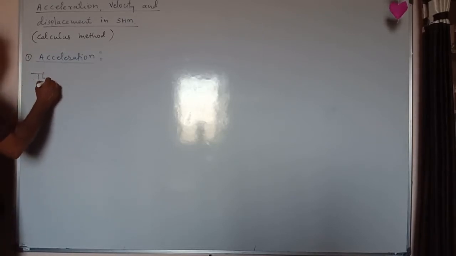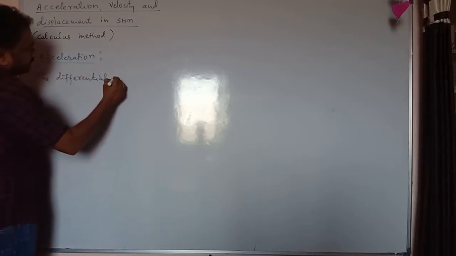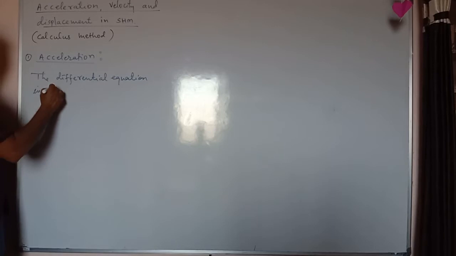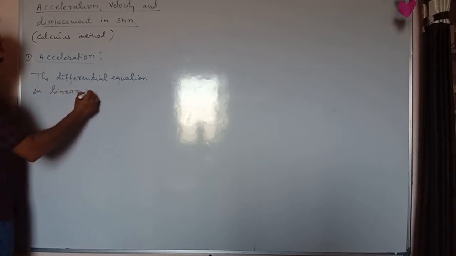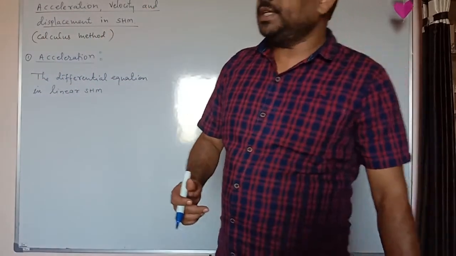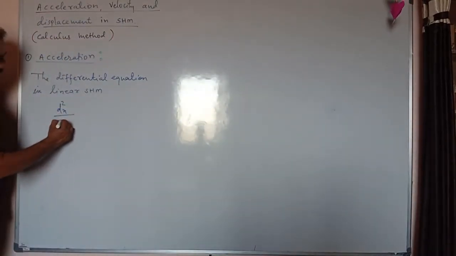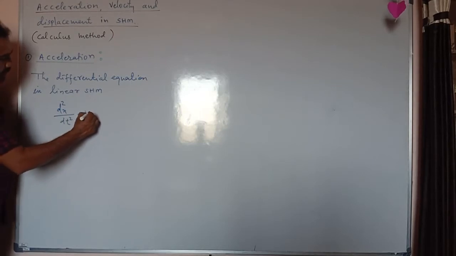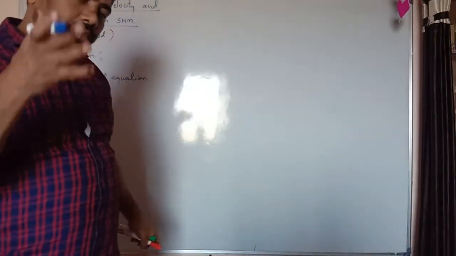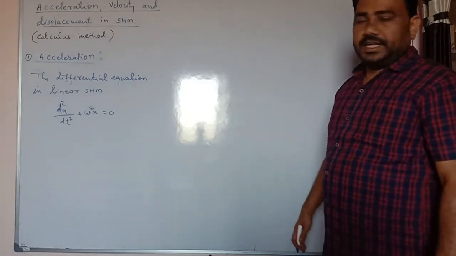So the differential equation in linear SHM. What is the differential equation? The differential equation is d square x upon dt square plus omega square x is equal to 0. This differential equation, which we have already proved in our previous videos, is how we can calculate the differential equation in linear SHM.